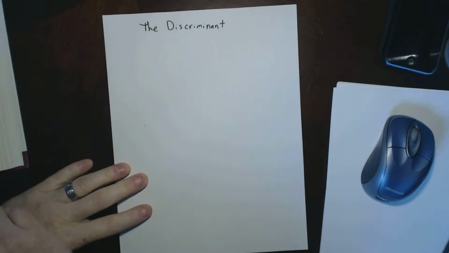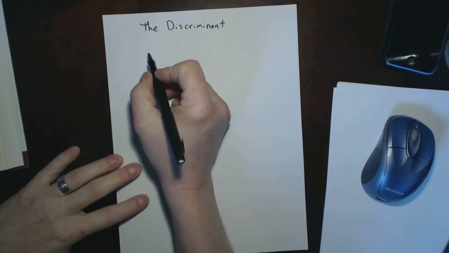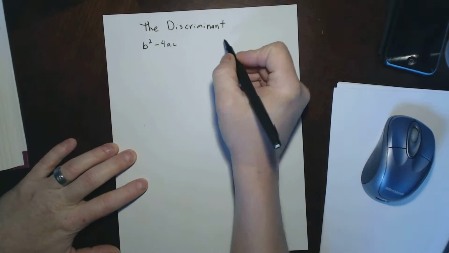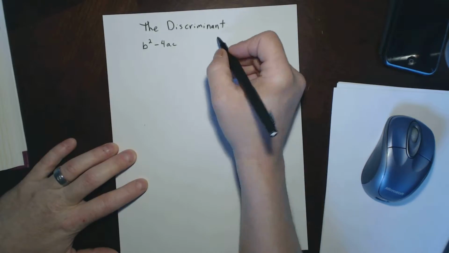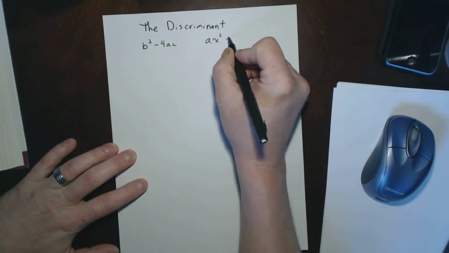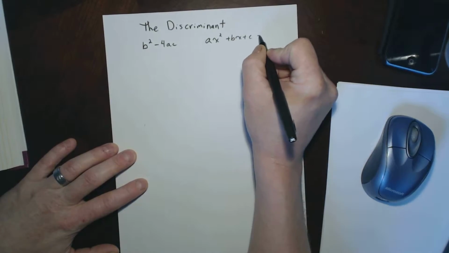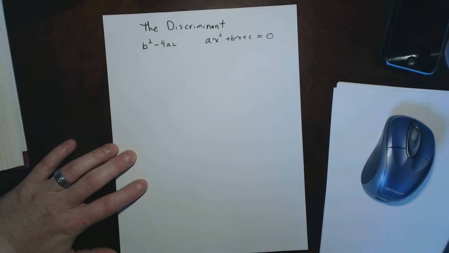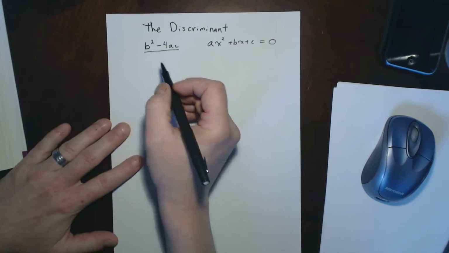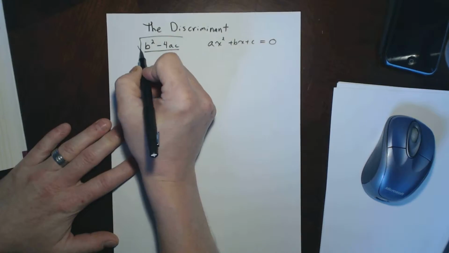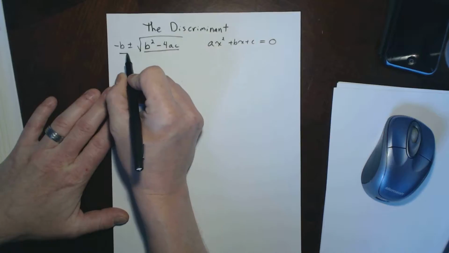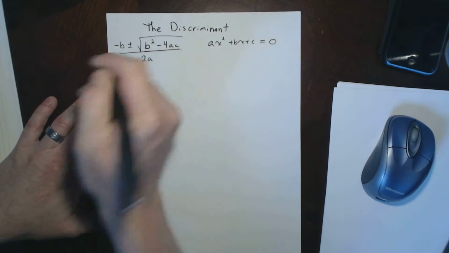The discriminant is b squared minus 4ac. And this a, b, and c comes from our quadratic equation where we have ax squared plus bx plus c is equal to 0. You may notice that this part here, this discriminant, is actually part of the quadratic formula where we have minus b plus or minus square root of b squared minus 4ac all over 2a.